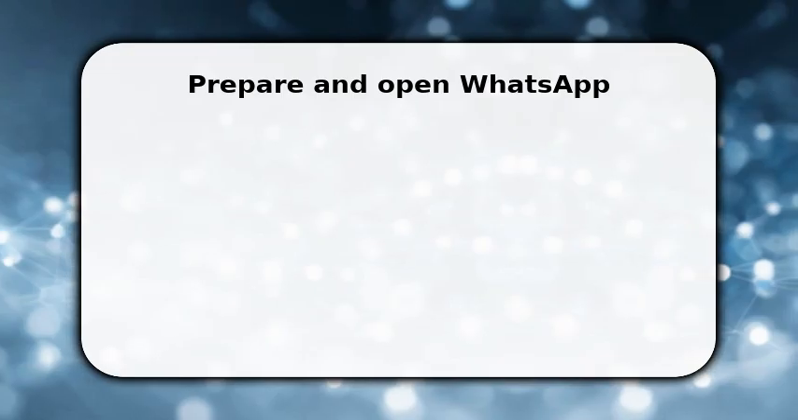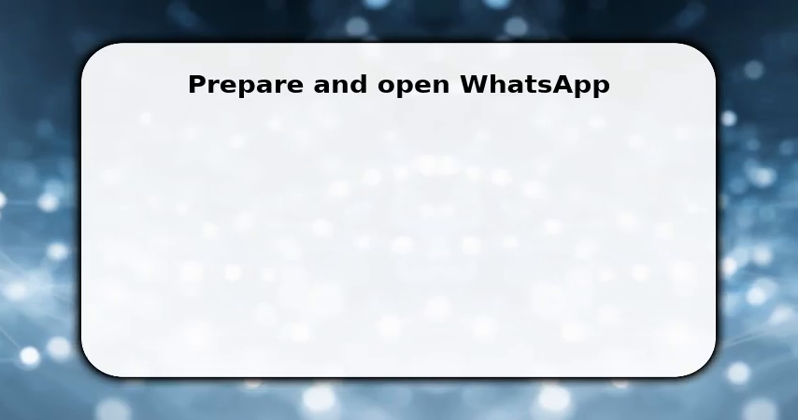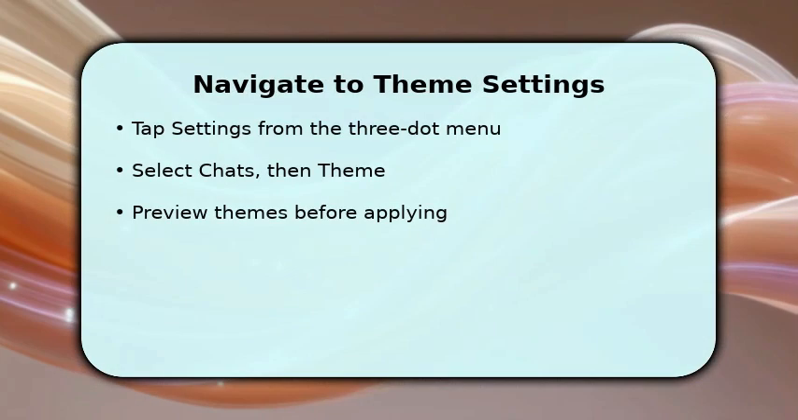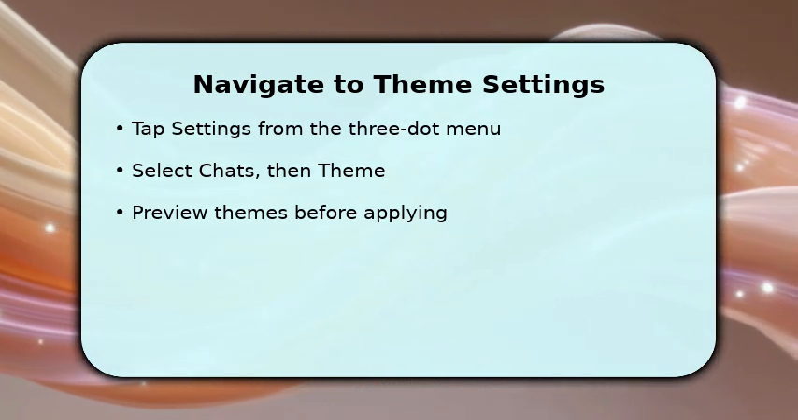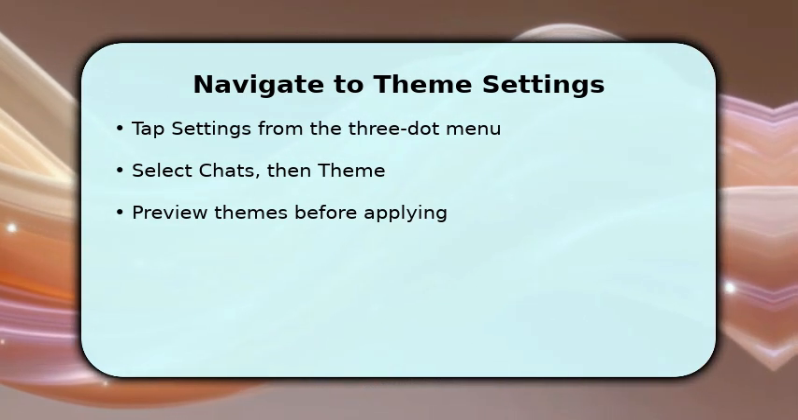Now tap the three-dot menu in the top right to reveal more options. This is the gateway to theme controls and the place to begin changing visual settings. From the menu, tap Settings and then choose Chats. Once there, locate Theme. You'll see options like Light, Dark, and System Default.